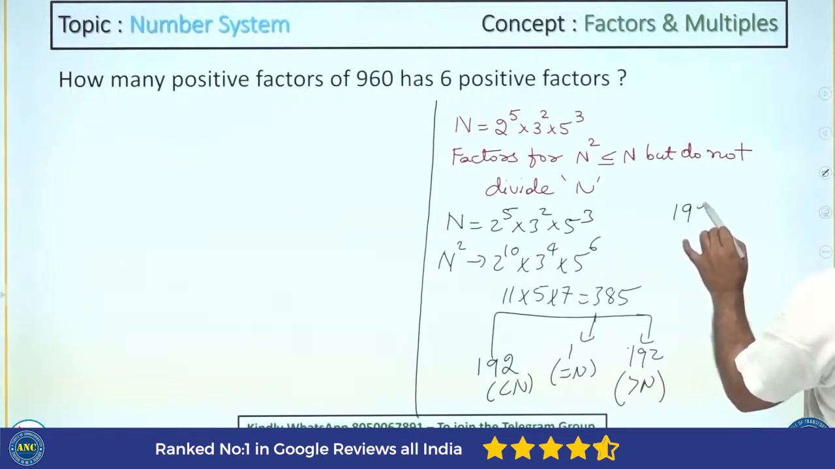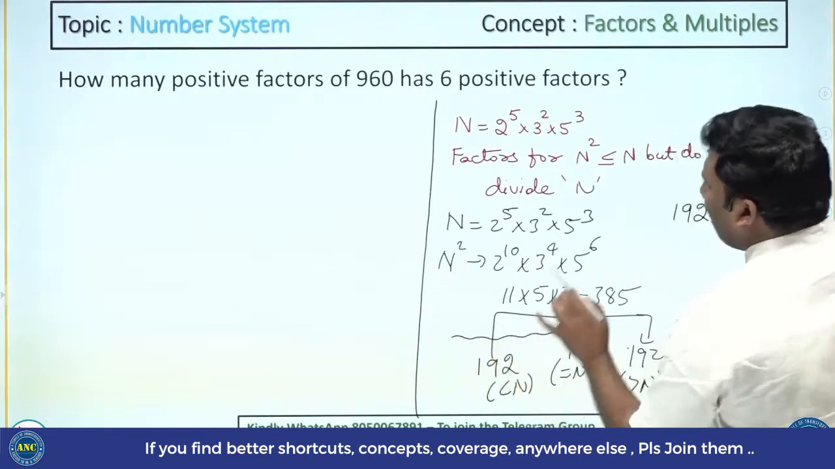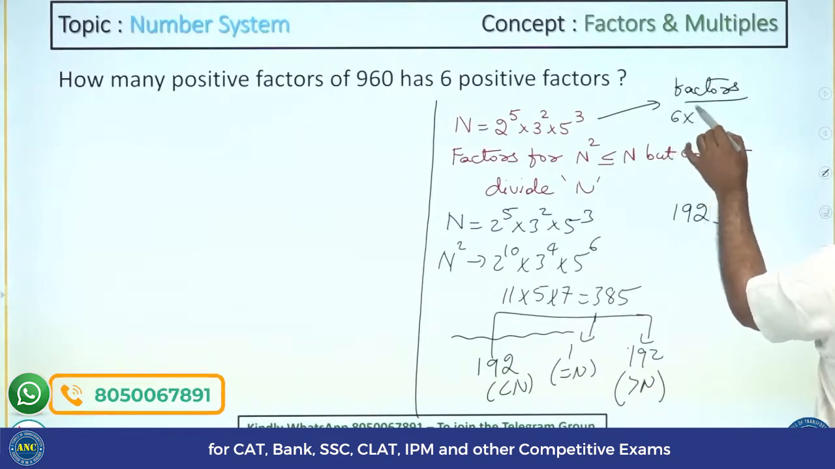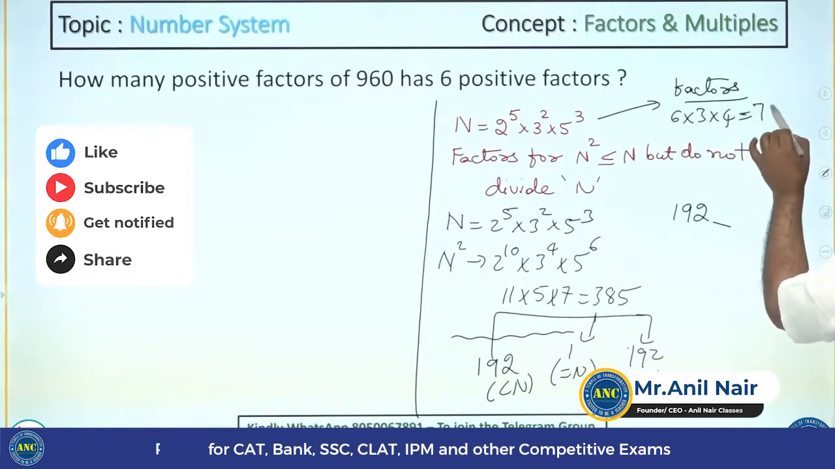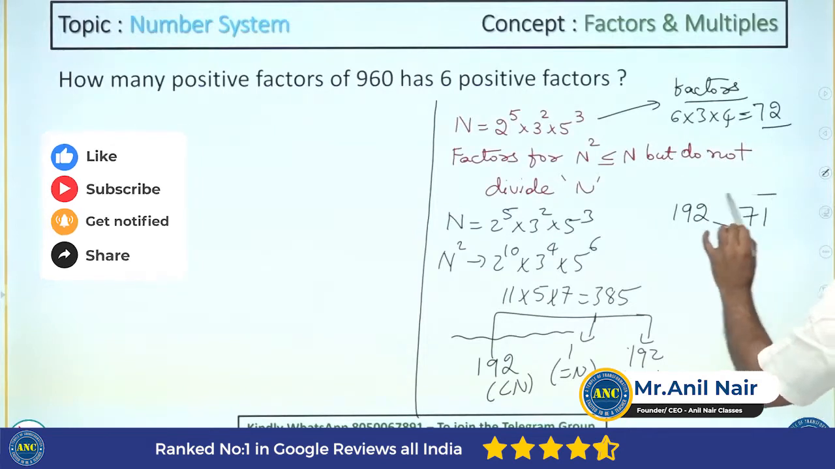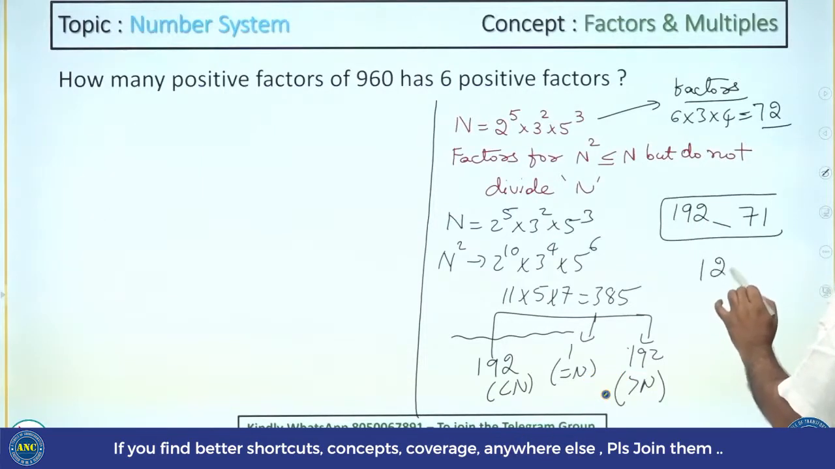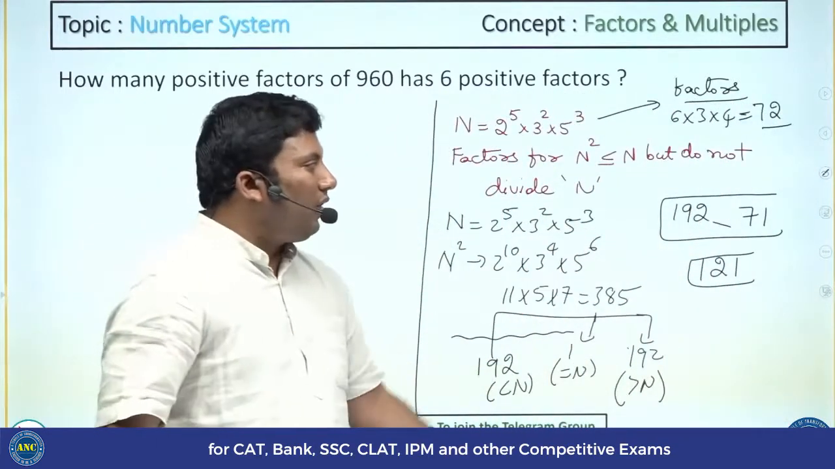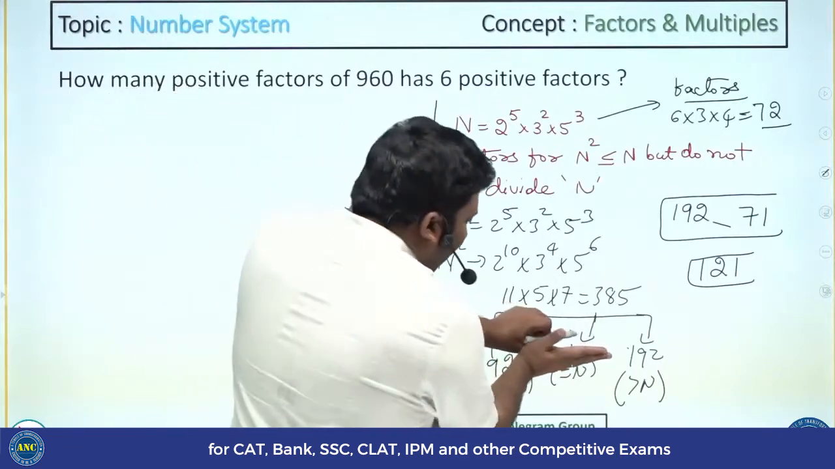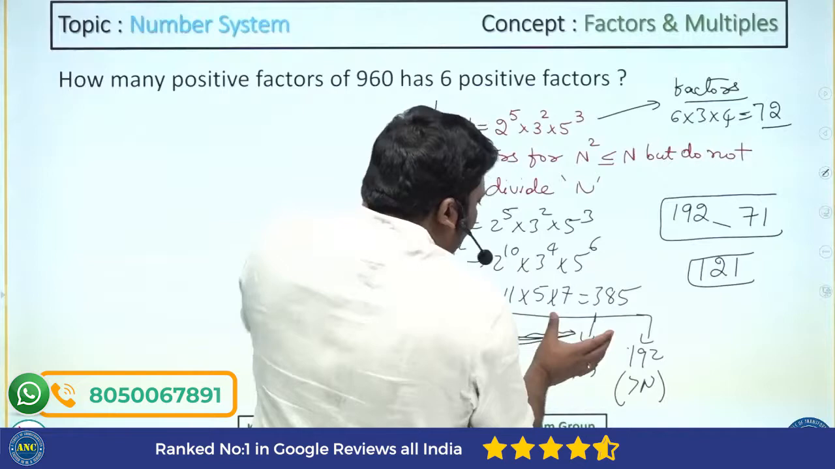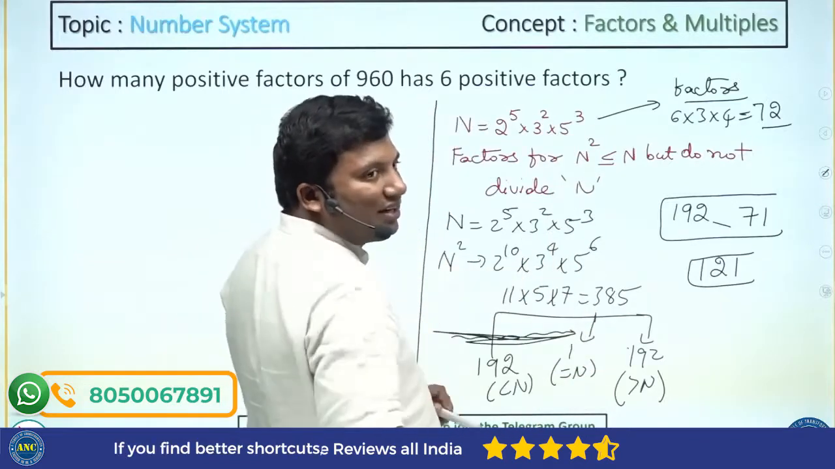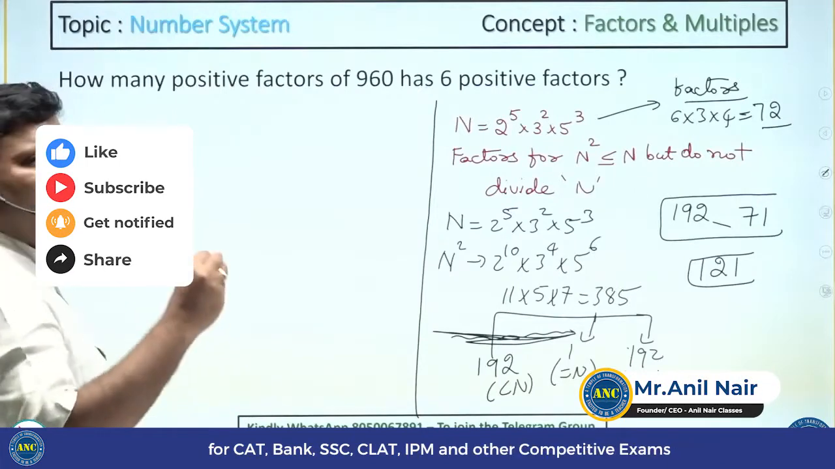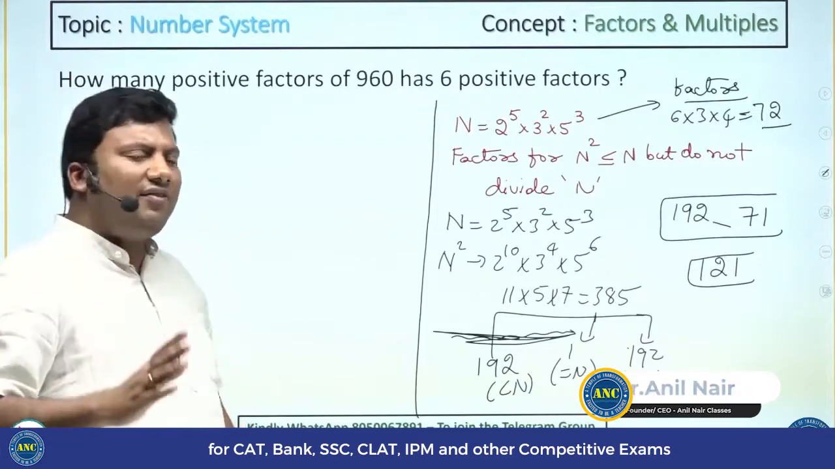In that 192, how many factors are just less than n? Totally, how many factors will be there for this number? 6 into 3 into 4. 18 fours are 72. Less than n, the number itself we have to omit. So it is 121. Very easy if you understand that one. Why are we doing 192 minus 71? We require the factors less than n. Totally from 1 to n, it is the number of factors. Less than n we require. Once you understand the concept, you can solve this problem very easily.